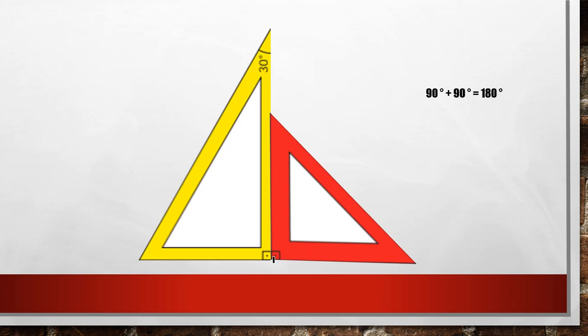Lastly, we have an adjacent angle pair here. They have a common vertex and common ray. 90 plus 90 equals 180. That's all.